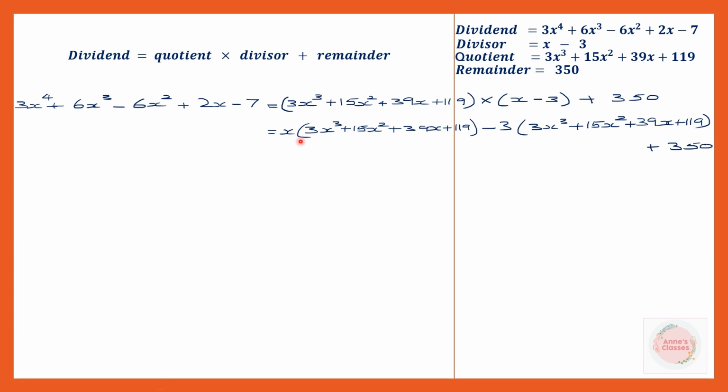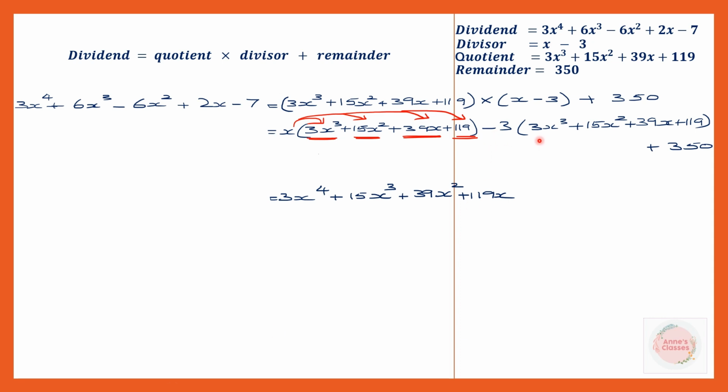Now let's do this multiplication. When you multiply this with each term inside, we begin with x into 3x cube. So that will be 3, x into x cube is x to the power of 4. Then we multiply x into 15x square. The sign is plus, and 15x square into x is 15x cube. Now we multiply x into 39x. The sign is plus, and 39x into x is 39x square. Then we multiply x into 119, which is 119x.